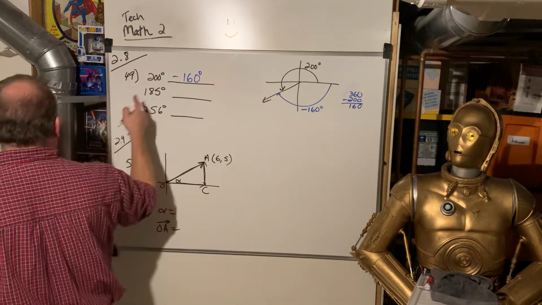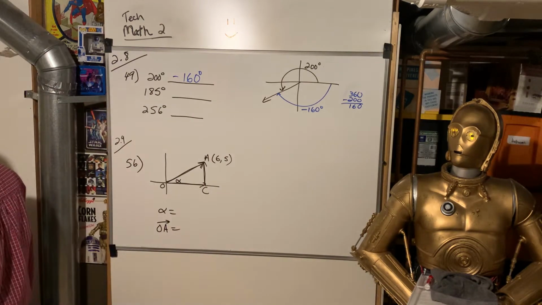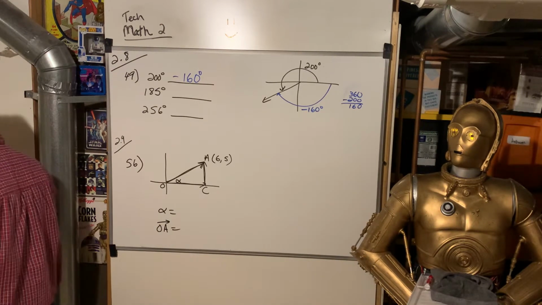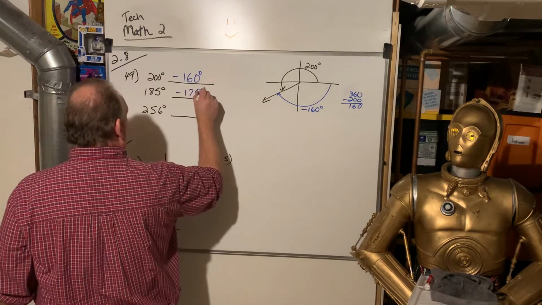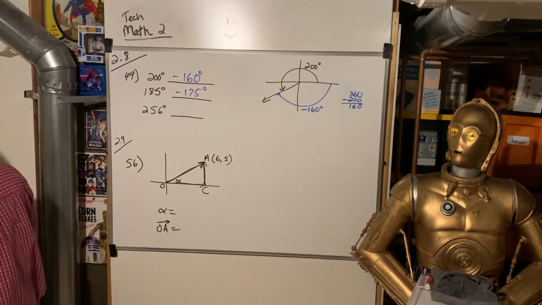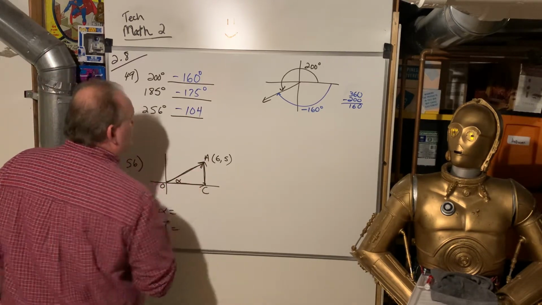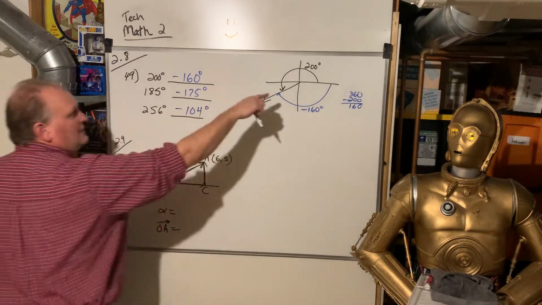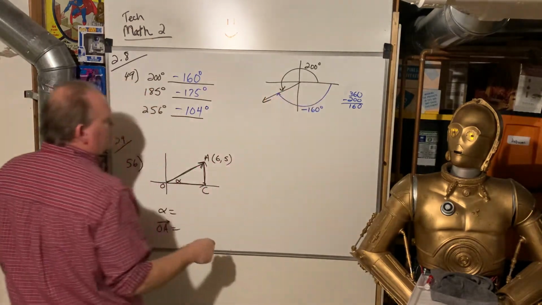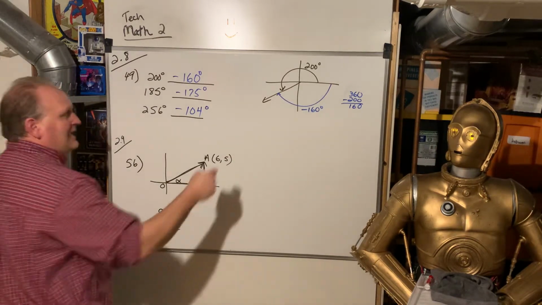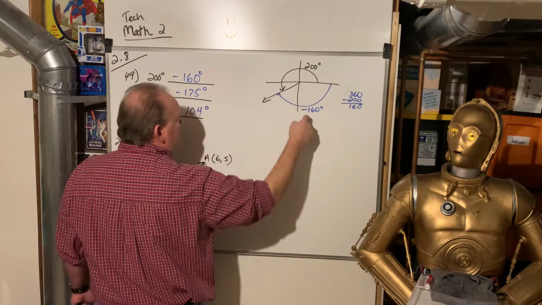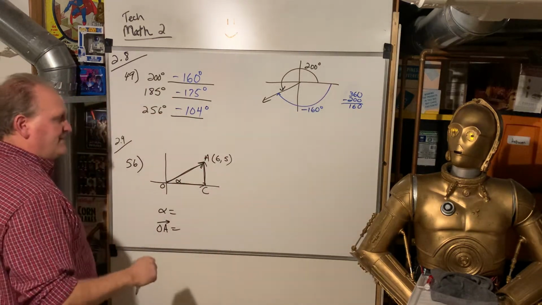If you want to do it in your calculator, you can just say 185 minus 360 to get the next answer. Oops, that was 2.8. So that would be negative 175, and then 256 minus 360, that would be negative 104 degrees. So you're just going the other way instead of the correct way, the positive, standard position angle. You're going with the negative. Either one of those will work, okay?